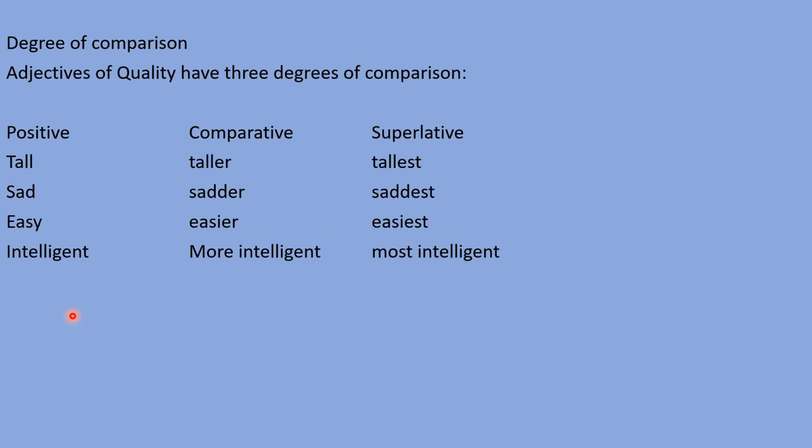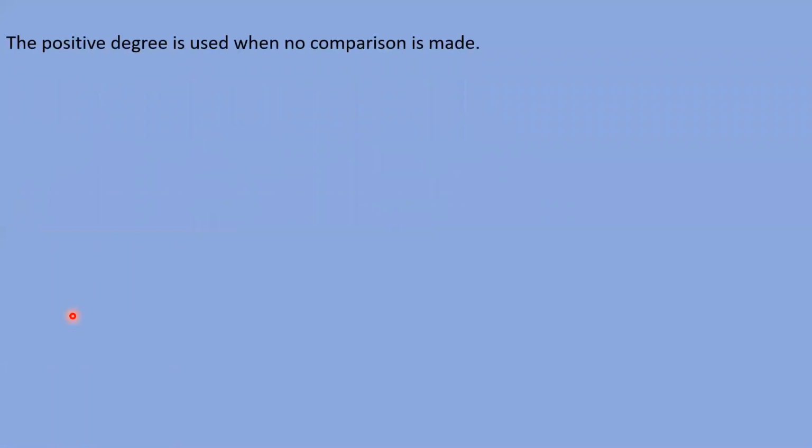If our word has more than two syllables, we should use more and most to make that adjective comparative and superlative, right? These are all the things I told you in your previous class. And then I told you the positive degree is used when no comparison is made. So whenever we don't make any comparison, we should use positive degree.